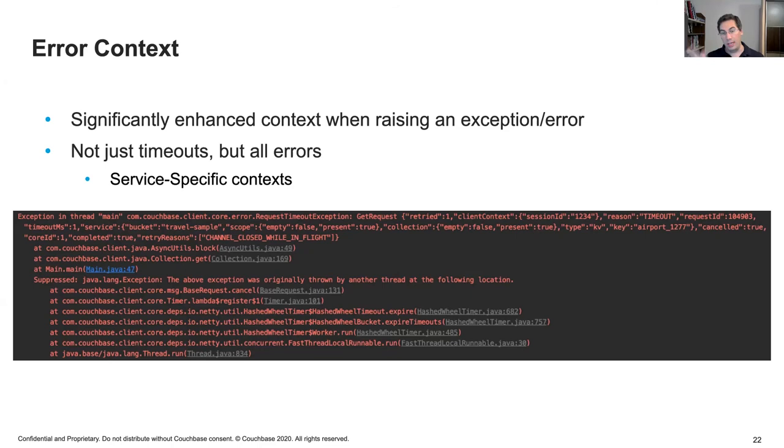Just by looking at this information here, we know that the socket got closed. We retried the operation. It's a get operation, etc. Right? And we are always thinking about enhancing this error context further, adding more service-specific information. So, for example, if you see the error context for a N1QL query, it will include the statement.